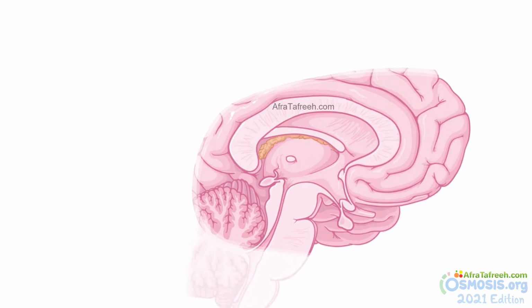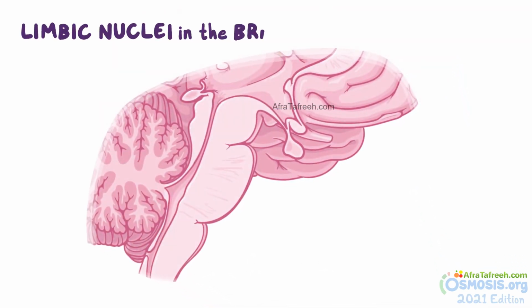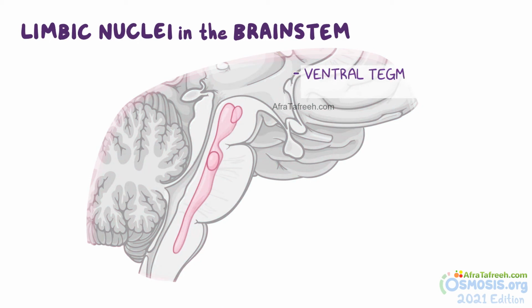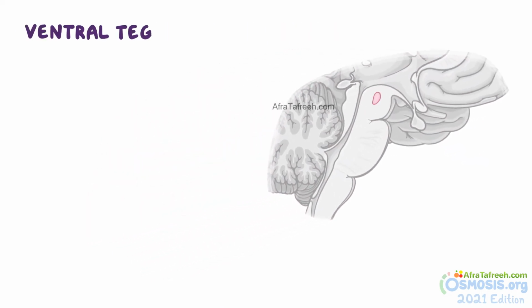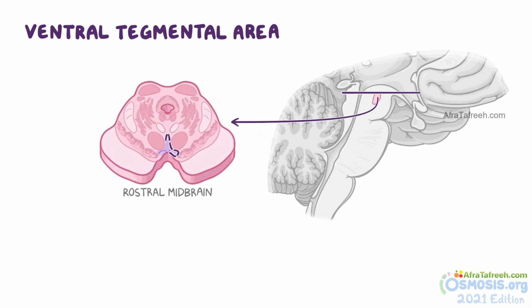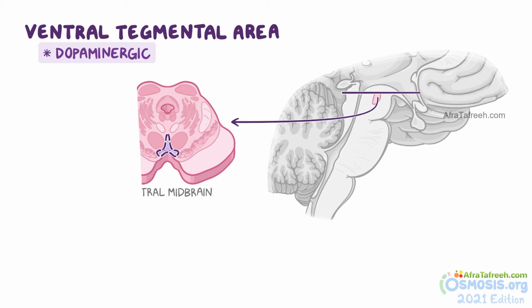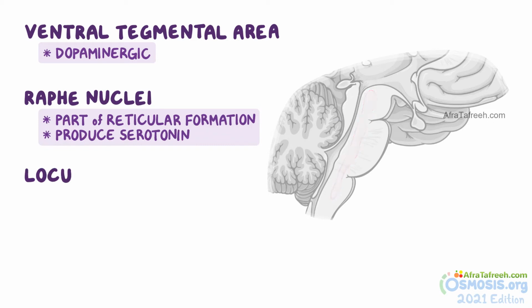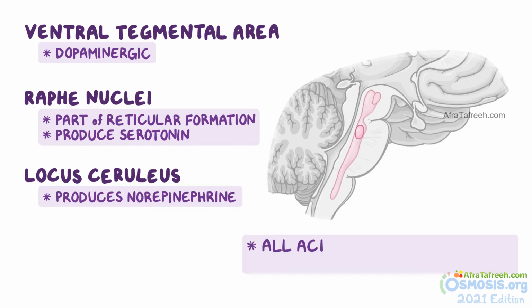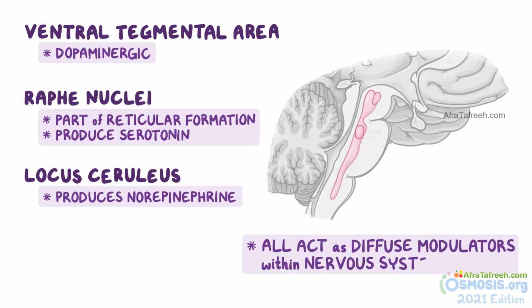Moving on to the limbic nuclei in the brainstem. These nuclei include the ventral tegmental area, the raphe nuclei, and the locus ceruleus. The ventral tegmental area is located in the ventral midbrain, medial to the substantia nigra, and its neurons are dopaminergic. The raphe nuclei can be found throughout the brainstem as part of the reticular formation, and their neurons produce serotonin. The locus ceruleus is located in the pons and contains norepinephrine-producing neurons. All of these act as diffuse modulators within the nervous system.